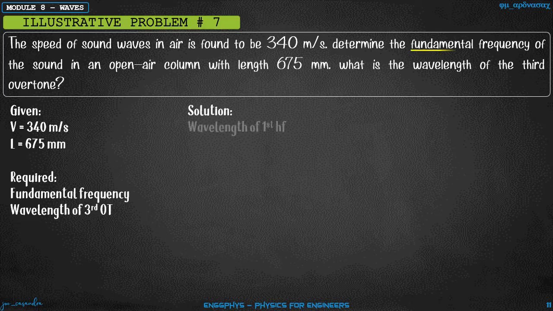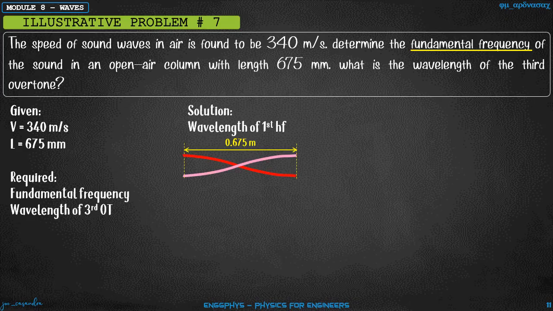So for our solution, for letter A, the fundamental frequency, or that is your first harmonic frequency. Okay, so to solve for this one, we'll have to draw our diagram. So this is the wave pattern for the first harmonic for an open air column. We're also given the length, which is 0.675. From this diagram, we could write that the length is equal to 1/2 of the wavelength, giving us the equation wavelength 1 is equal to 2 times L. So in that case, the wavelength now is equal to 1.35 meters for the first harmonic.